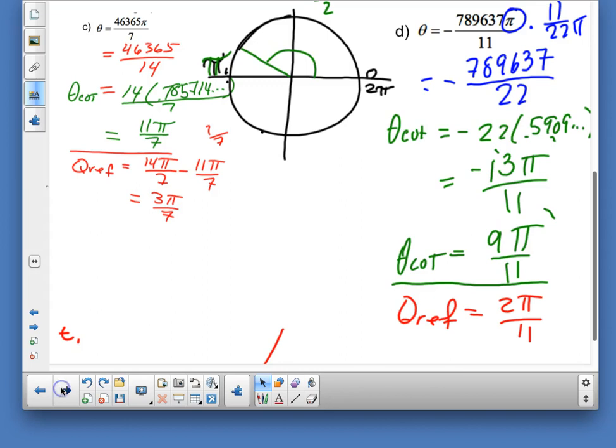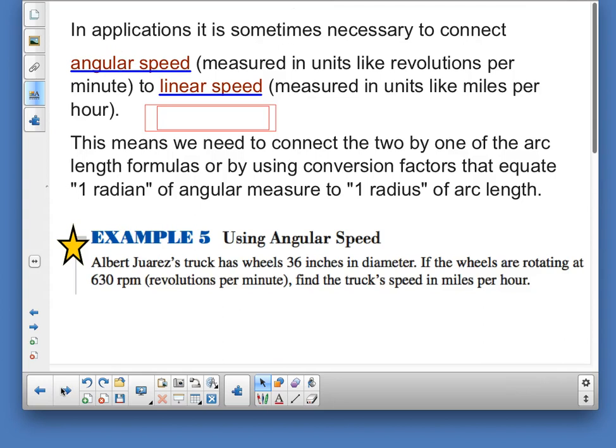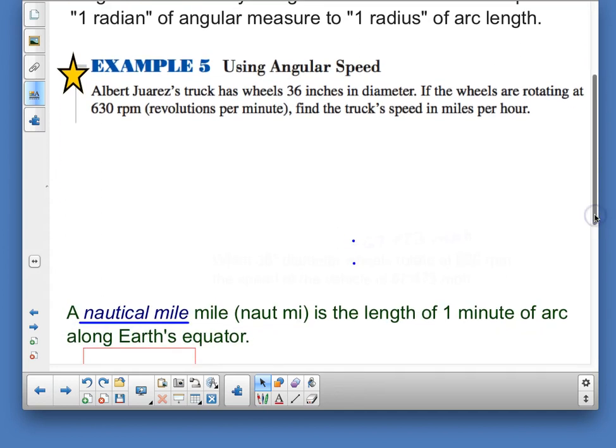Now in this next one, in applications it is sometimes necessary to connect angular speed, measured in units like revolutions per minute, to linear speed, measured in units like miles per hour. This means we need to connect the two by one of the arc length formulas or by using conversion factors that equate 1 radian of angular measure to 1 radius of arc length. We talked about some stuff with arc length and angular speed, but what I want you to recognize is this. I'm just used to using stoichiometry. It's that conversion factor stuff that you did in physical science. Once I start it, maybe you'll get it. But the first thing I need to do is read the problem properly so we all are on the same page, right?